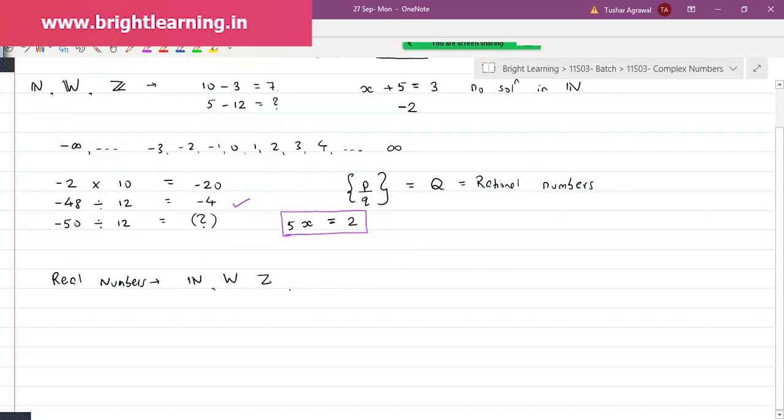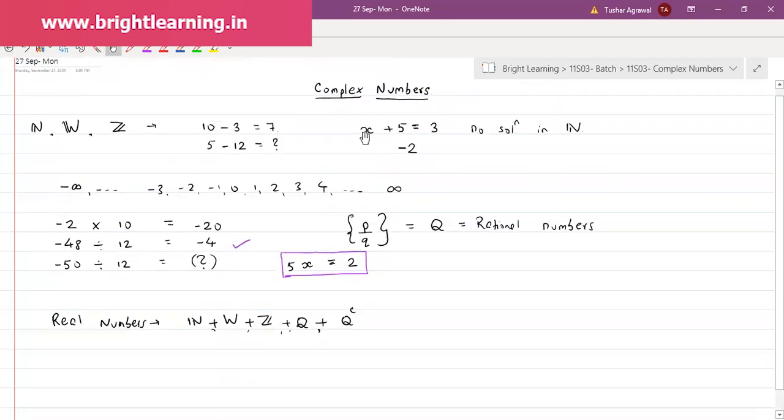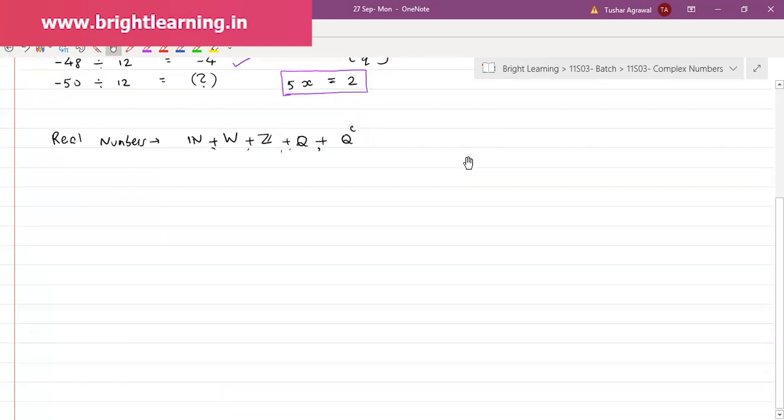Natural, whole, integers, rational and irrational. Now irrational is also represented by Q complement. All of them together were called real numbers. This much you already know. Now still there was a problem. To solve x plus 5 equal to 3, we invented -2. To solve 5x equal to 2, we invented the new numbers called rational numbers.